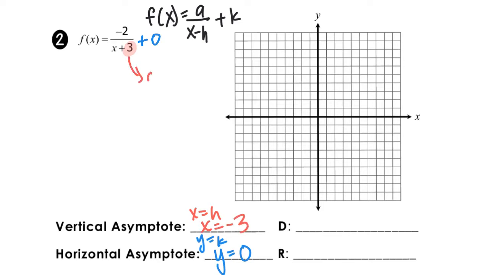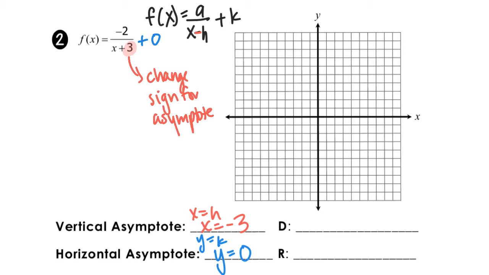So remember, we change the sign for the asymptote, and that's only for the vertical asymptote. That's because notice how in our standard form there's a minus here, and minus means the opposite of. So it's saying the opposite of h, and the opposite of positive 3 would be negative 3.